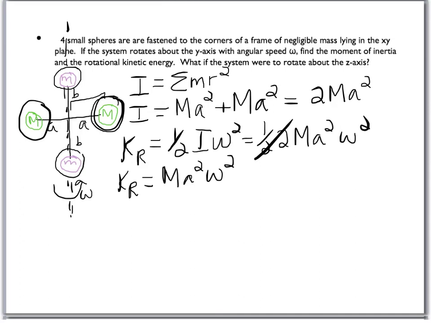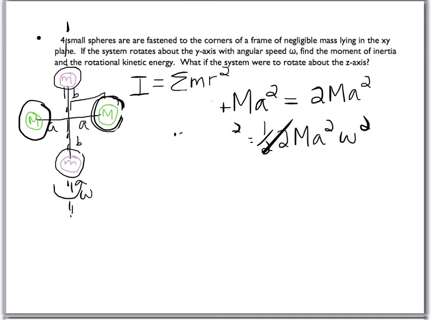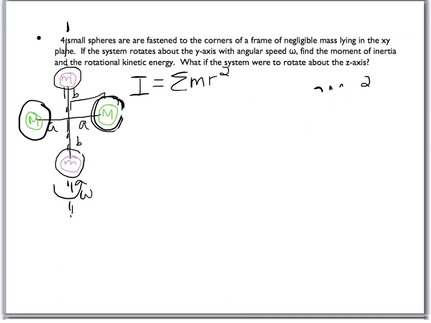Now, what if we change this problem up just a little bit? And instead of having the system and the frame rotate about the y-axis, what if it was rotating about the z-axis instead? Now our axis of rotation is going to look a little bit different. We're now talking about an axis of rotation that's kind of coming in and out of the plane, a z-axis here, and we'll be rotating around this axis with that speed omega instead.